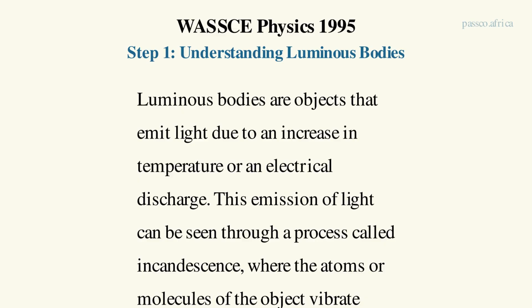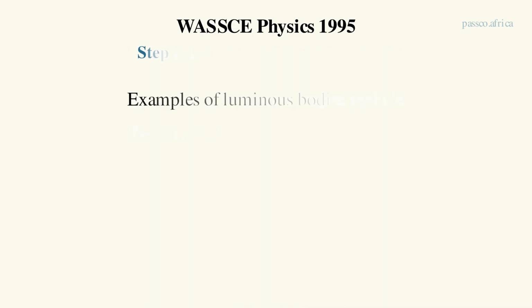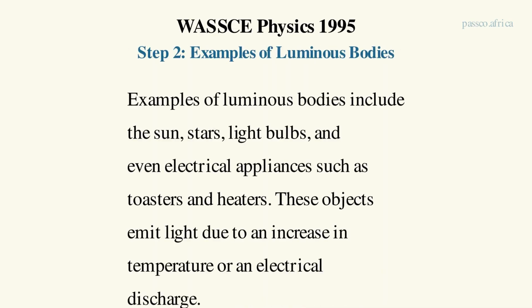Step 2. Examples of luminous bodies. Examples of luminous bodies include the Sun, stars, light bulbs, and even electrical appliances such as toasters and heaters. These objects emit light due to an increase in temperature or an electrical discharge.